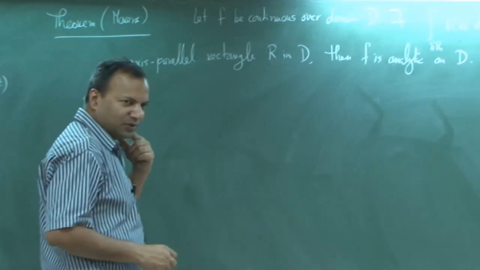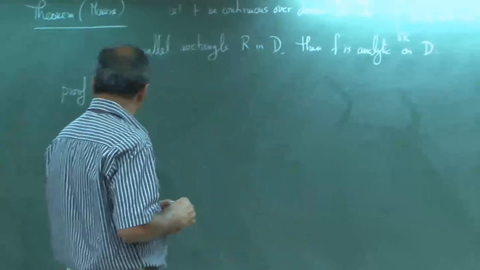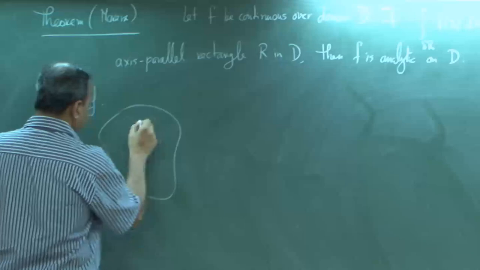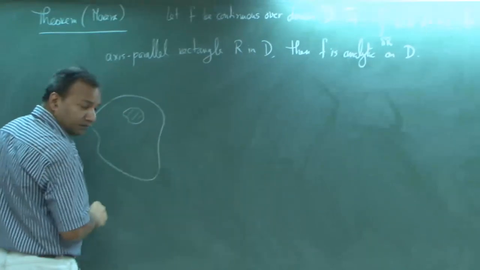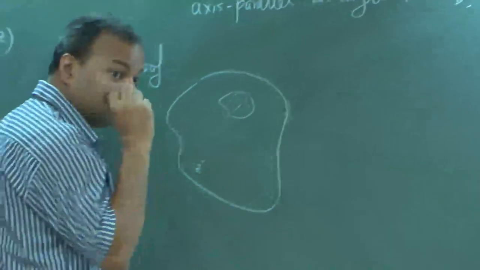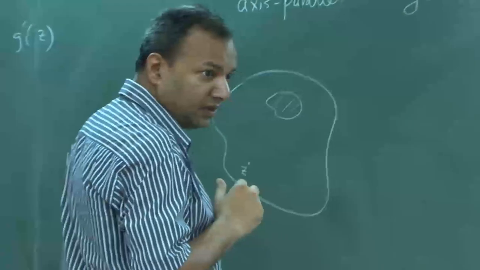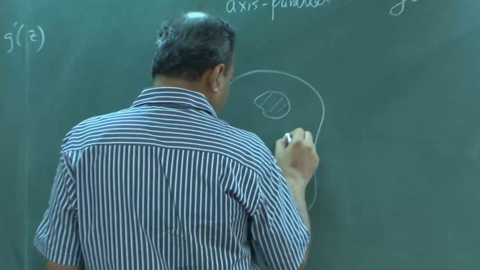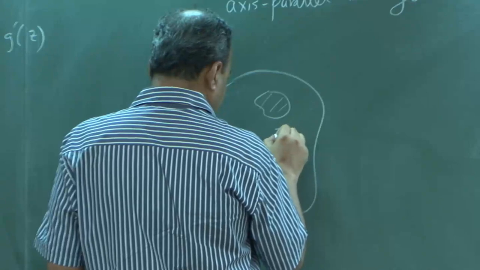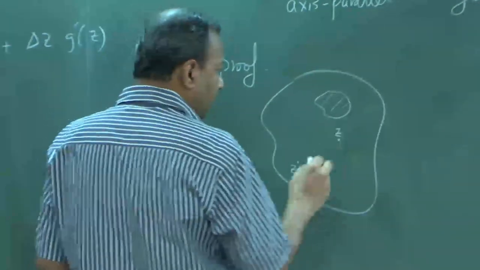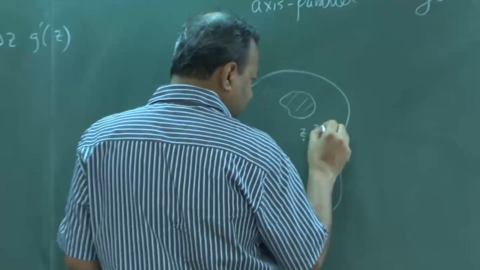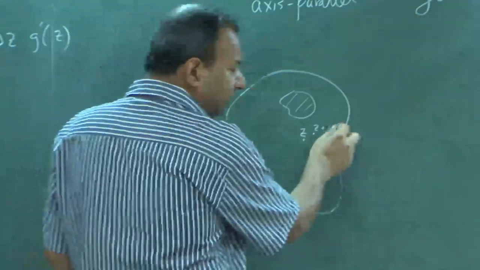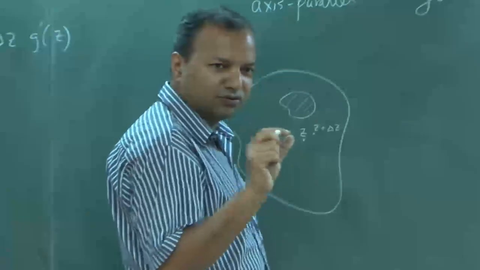Okay. And the proof is quite simple, but uses a neat trick. So, what we do is, suppose this is a domain D. Pick any point in that domain, let us call it the starting point Z0, and pick another point here, let us call it Z, and pick yet another point which is very close to Z, call it Z plus delta Z. And delta Z will eventually be sent to 0.